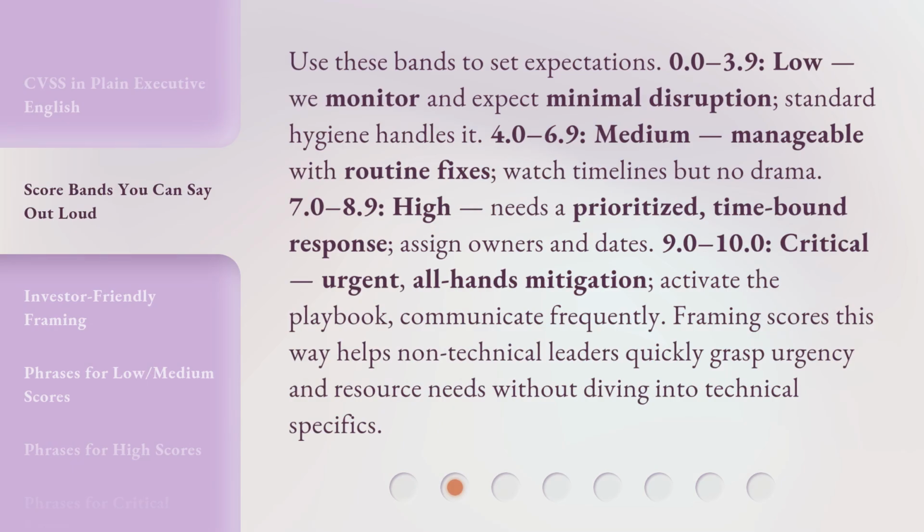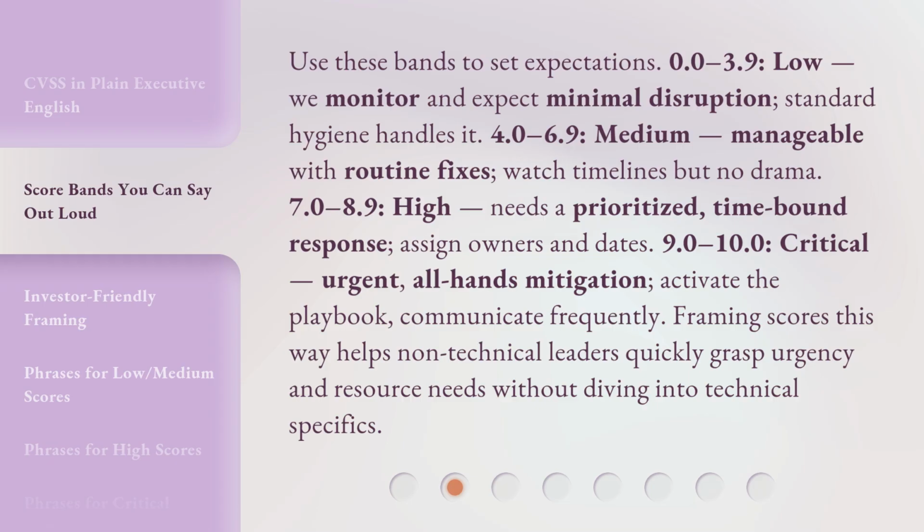Use these bands to set expectations. 0.0 to 3.9. Low. We monitor and expect minimal disruption. Standard hygiene handles it. 4.0 to 6.9. Medium. Manageable with routine fixes. Watch timelines but no drama.